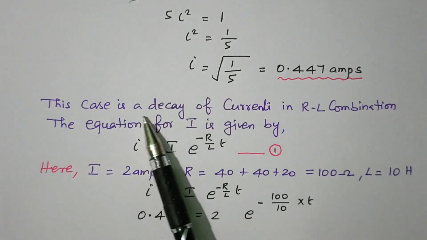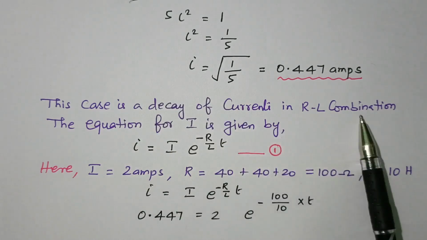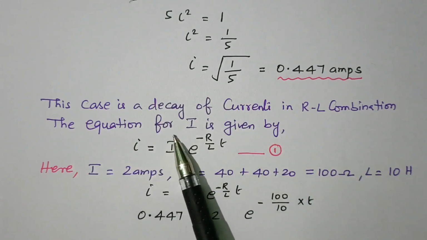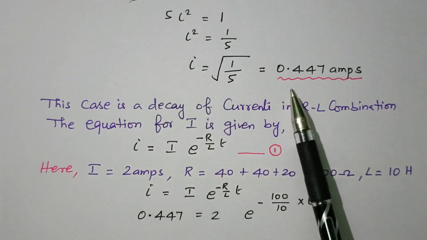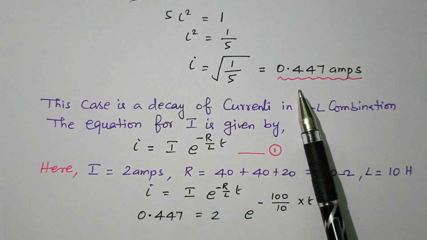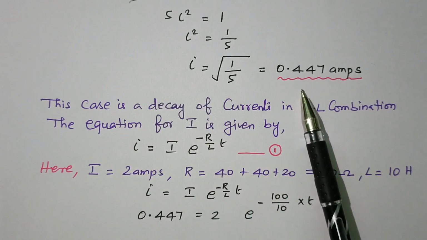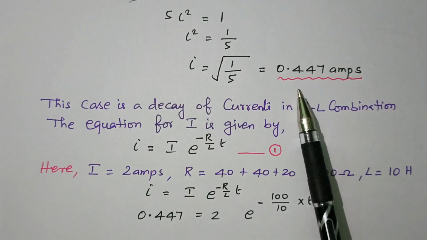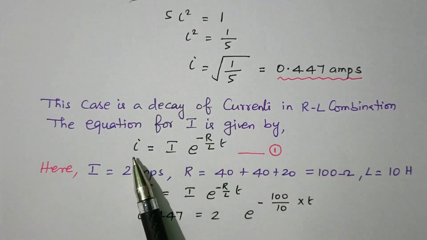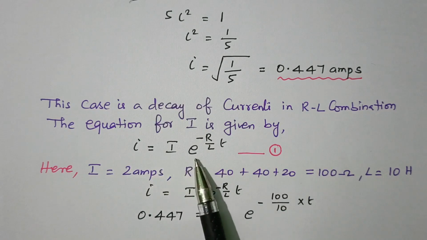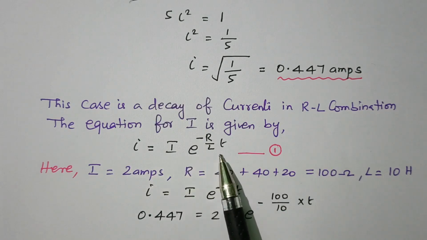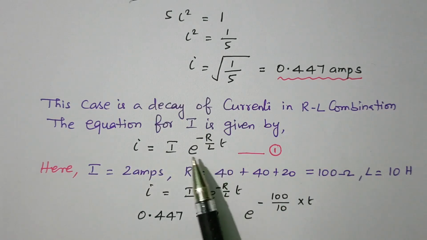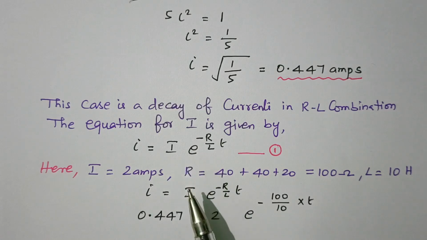In this case, a decay of current in RL combination. The equation for I is given by... So it is decaying. There are two things available, charging and discharging. Here, this is coming under the second case, this decaying. So I equal to I e power minus R by L t. This is the standard equation. The derivation is available separately.